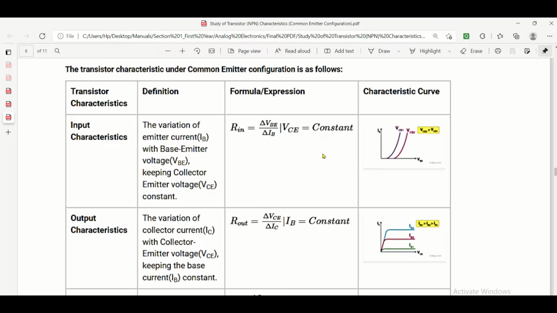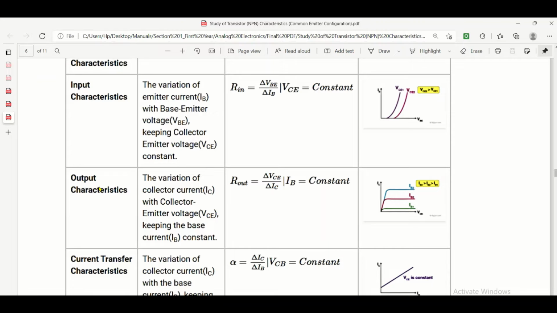Now you can see this is the typical characteristic curve, in which you can find two characteristics. There is nothing to be worried about. Whenever we perform such an experiment, we perform it for different values of VCE. That's why it is written that input resistance is nothing but change in VBE divided by change in IB, while VCE is constant.